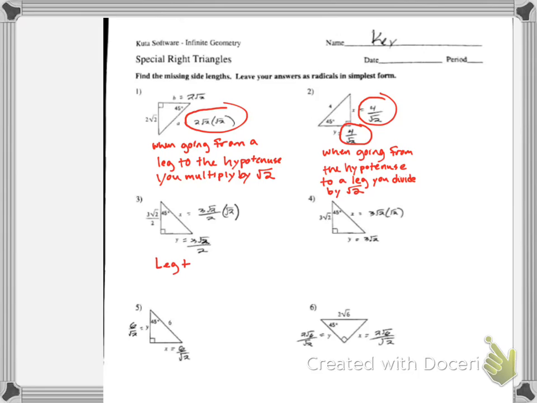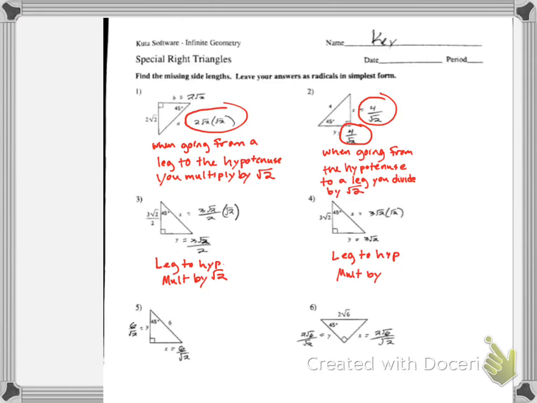So keep going. At number 3, we're going leg to hypotenuse. We're going to multiply by the square root of 2. I have a leg, I want the hypotenuse, I multiply by the square root of 2. Notice with y in number 3, it's 3 times the square root of 2 over 2. The legs are the same, so you can just duplicate what's there. But the key is finding the hypotenuse.